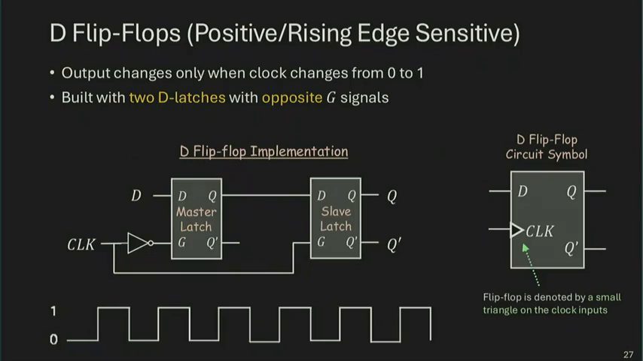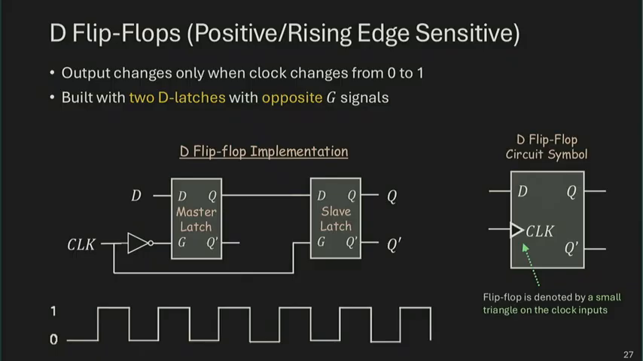You can build these edge sensitive devices by putting together two level sensitive devices and letting one of them be sensitive to the negative value, like 0, and let the other one be sensitive to the 1 value at the clock. Right. So we're putting together two D latches, connecting them back to back by using different clock signals to control them.